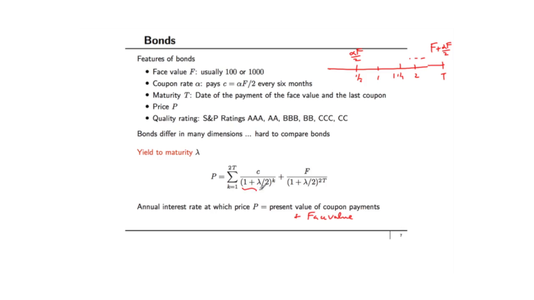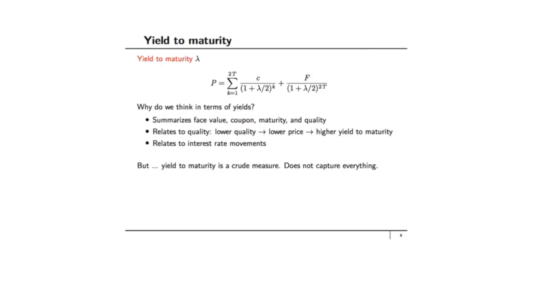So you take all the coupons and you discount them at the rate lambda over 2, because the coupons come every 6 months. Lambda is the annual rate of interest, and therefore you have to discount it by lambda over 2. And similarly, you discount the face value that appears at time capital T, which is to say after 2T 6-month periods, at the rate lambda over 2. What this yield to maturity does is that it gives you a single number to start thinking about bonds. It summarizes the face value, coupon, maturity, quality, and so on.